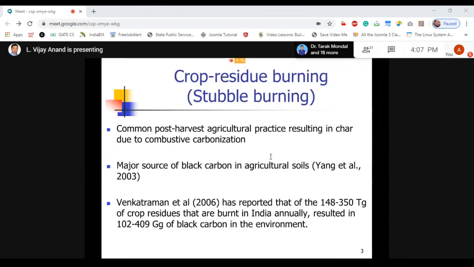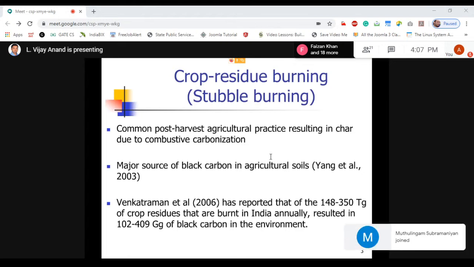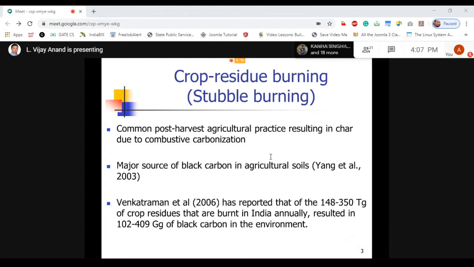The crop burning practice is an age old practice, which has happened since ancient times, and it has continued in agricultural fields for a long time now. The major source of black carbon in agricultural fields is this crop residue burning, or stubble burning as it is called.